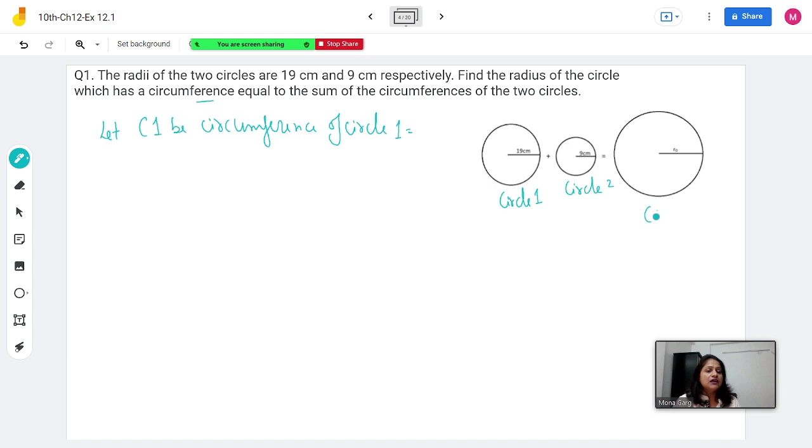So C1 be the circumference of circle 1, and now what is the formula of the circumference? It is 2 pi r. So 2 pi capital R, and what is the value of capital R given here? 19 centimeters. So 2 pi into 19. Now don't multiply. Okay, don't multiply, leave it just like this.